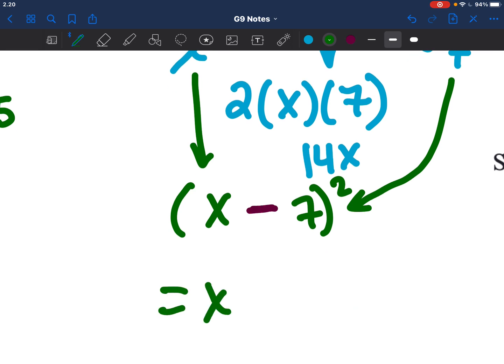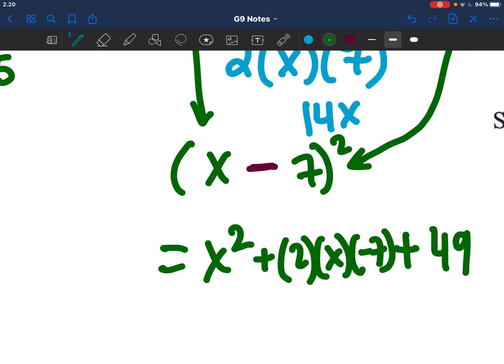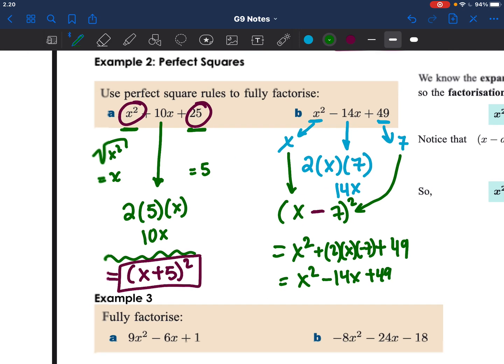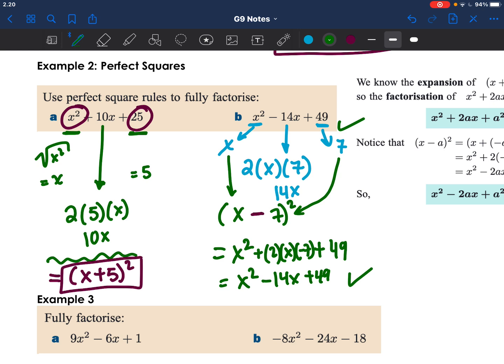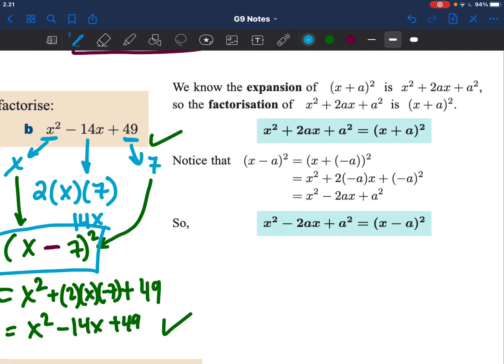Square the left, square the right. Negative 7 times negative 7, that's 49. Double the middle, so that is 2 times x times negative 7. So that means it's x squared minus 14x plus 49. And yes, that's correct. So this is my answer right here. Voila. And of course, here is the generic form of it. We know the expansion of a perfect square and the factorization of it.